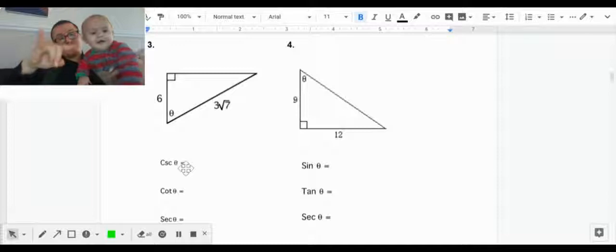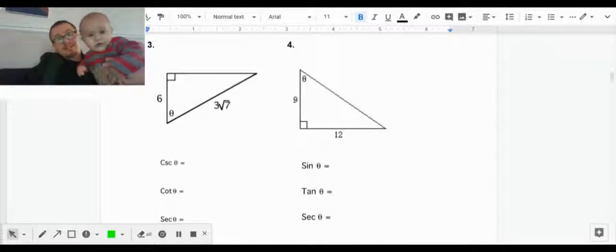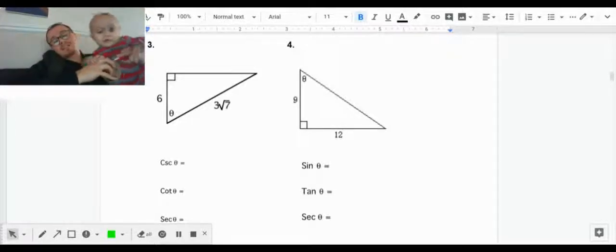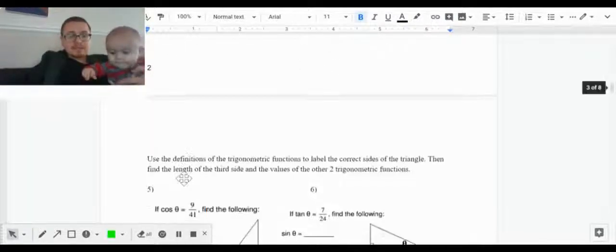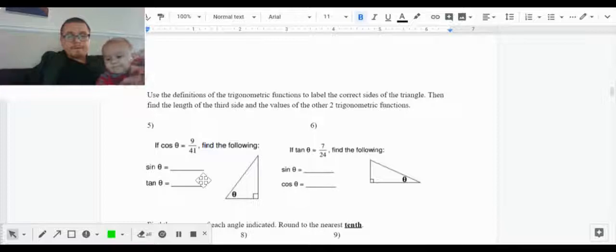Okay, so for these ones, I really like these problems. You guys have got to think a little bit. So if you're given cosine of theta equals 9 over 41, well, that would be adjacent.